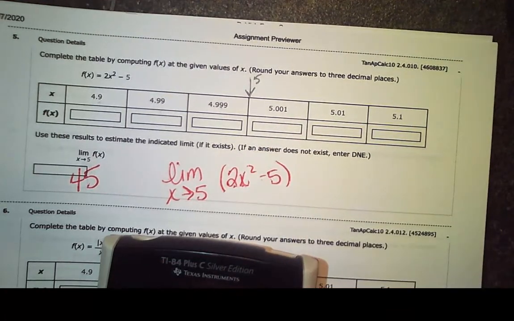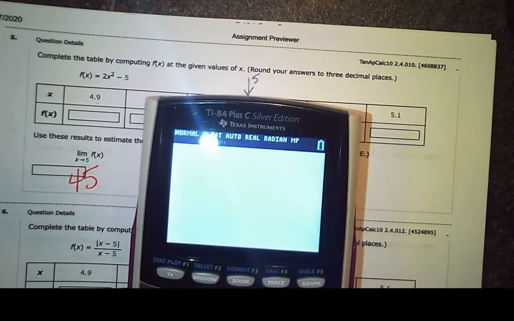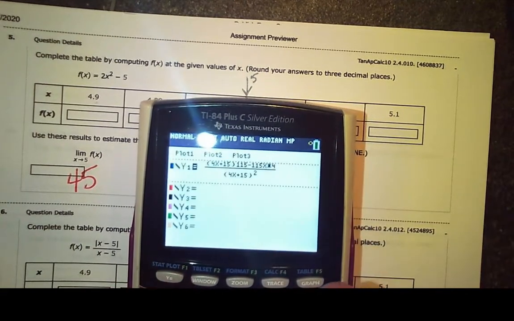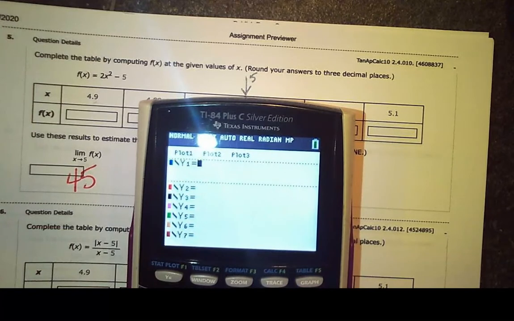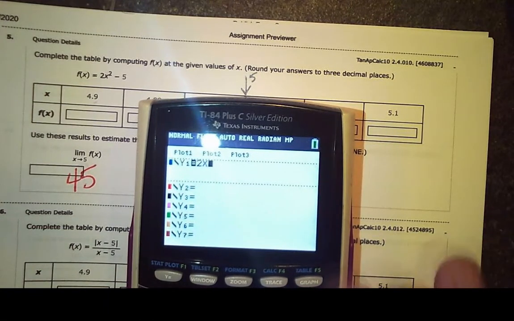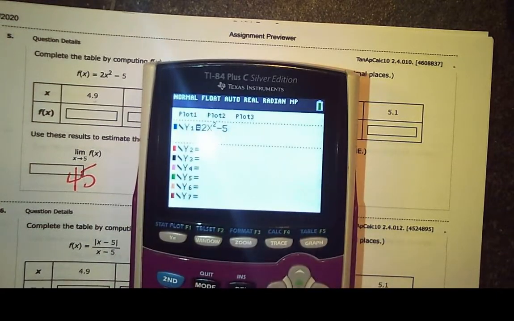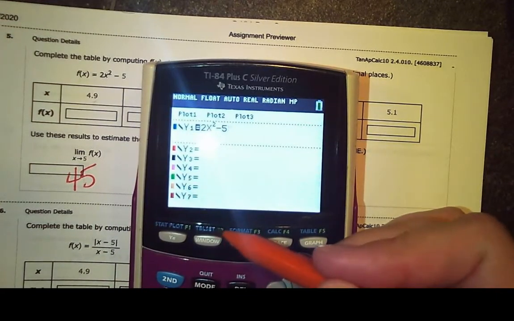So I'm going to use the table feature on my calculator. The way I do this is I am going to hit y equals on my calculator, and I'm going to enter my function. So I've got 2x squared, and then minus 5. Once I do that, and this is the important part, you need to make your table set right.